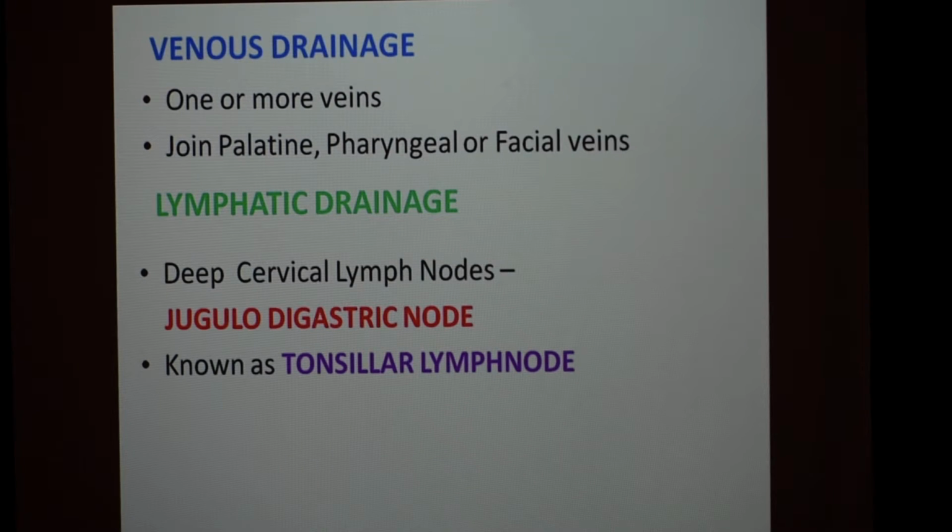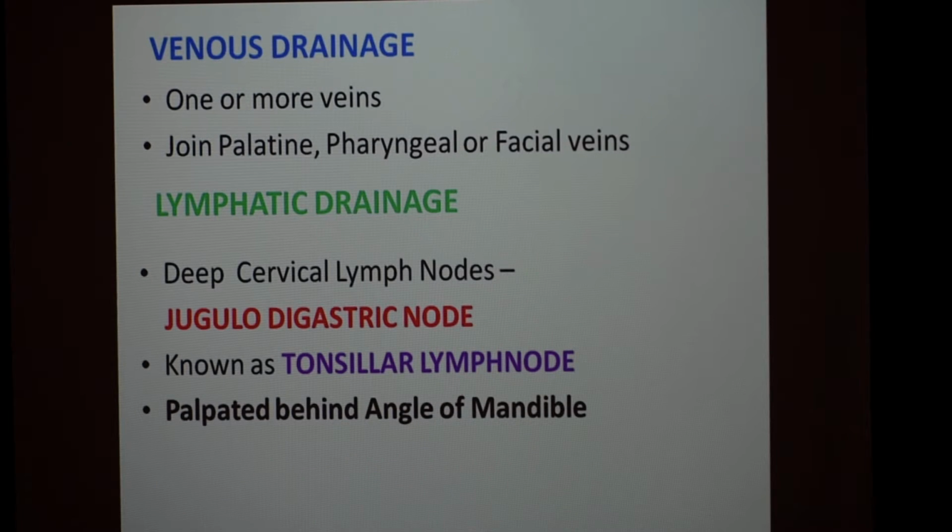So one-liner: what is the tonsillar lymph node? It is the jugulodigastric node, which is a part of the deep cervical lymph nodes. The tonsillar lymph node can be palpated behind the angle of the mandible. Many times when we have a sore throat, or in children, you may commonly find a swelling behind the angle of the mandible, right? So those swellings are nothing but swellings of the tonsillar lymph node, where there can be a subclinical infection which might not have appeared, but has been cured on its own.